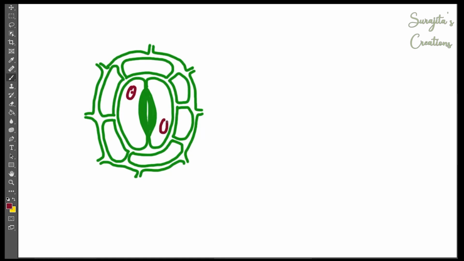Each guard cell contains a nucleus, then a number of chloroplasts, that is the speciality of the guard cells, which help in trapping the sunlight and help in opening of the stomatal aperture.